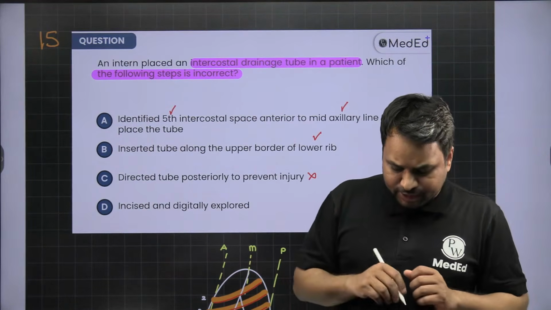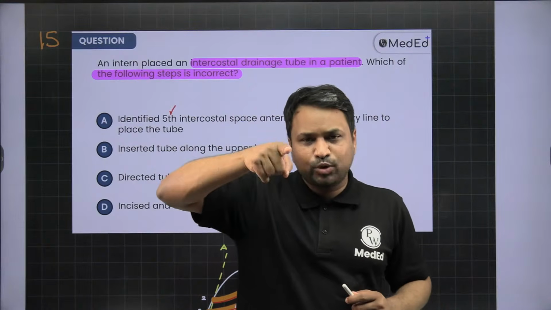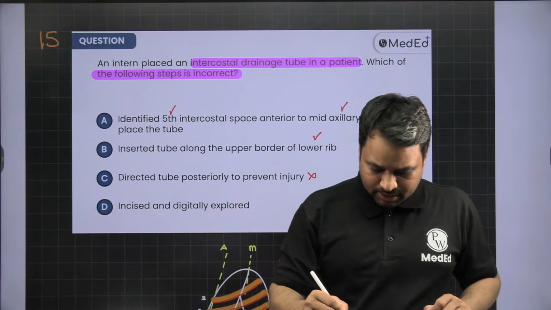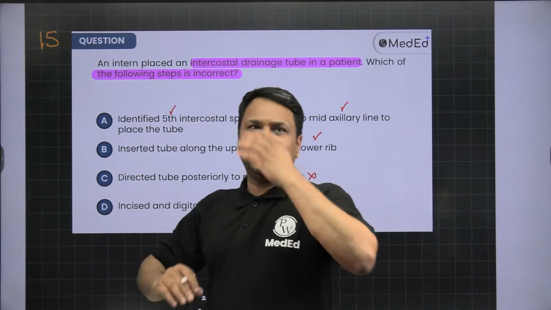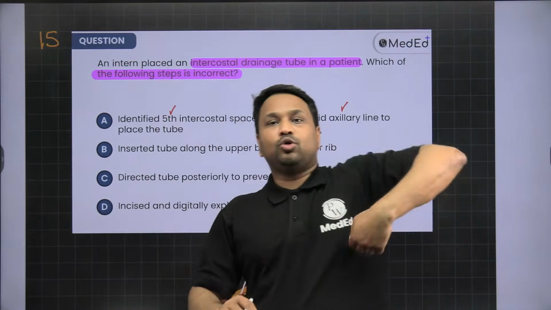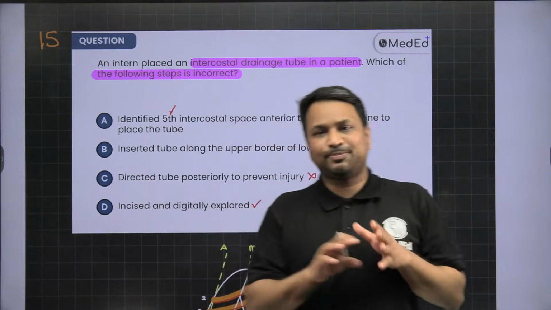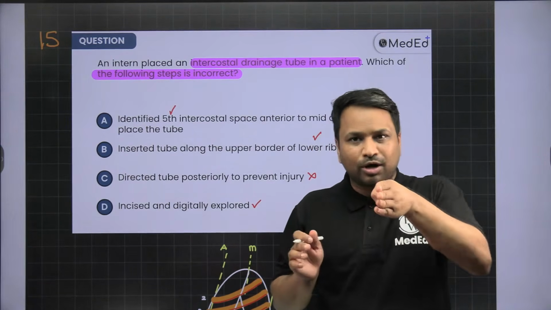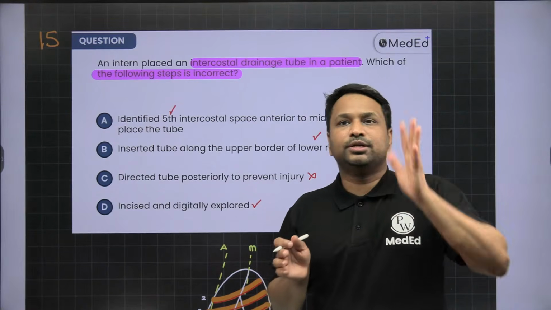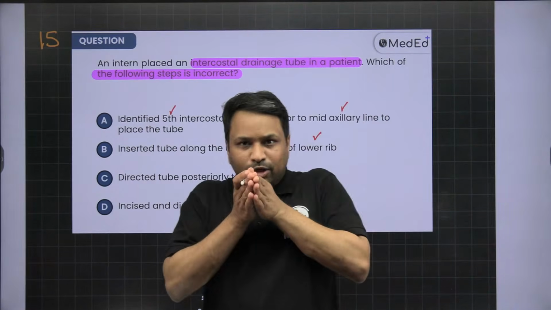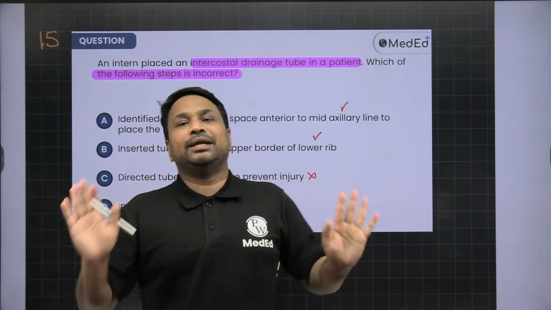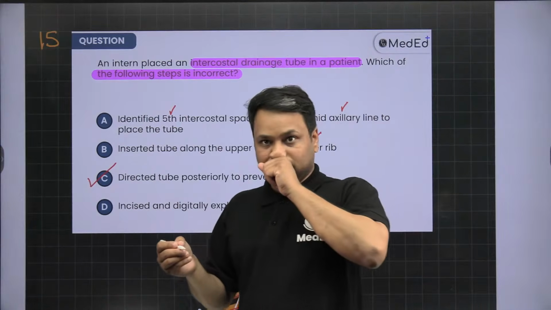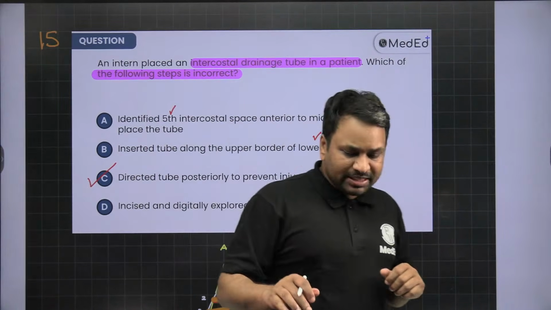Incise and digitally explore. Basically, you make an incision and then insert the finger to open up this space, so digital insertion is provided. It becomes a little more technical, but we know that you're not trying to go posteriorly. You go where the space is present and your purpose is very clear. So you go straight on, in the same line, and then you insert the tube. It is going to be either straight or slightly anterior, but never posterior. So posterior is absolutely wrong, and the answer here is C for Calcutta.